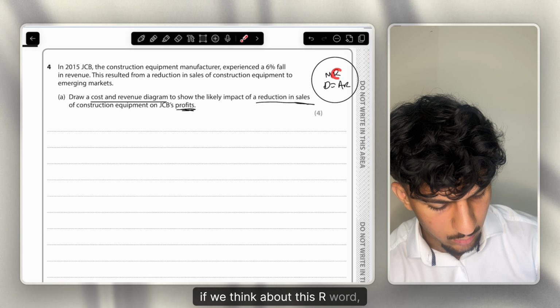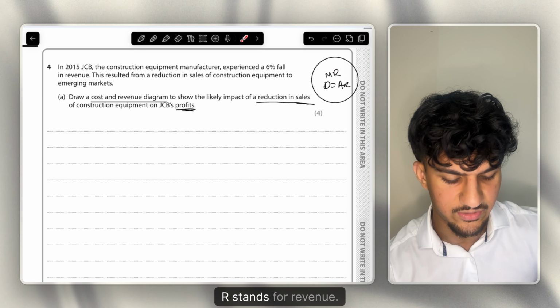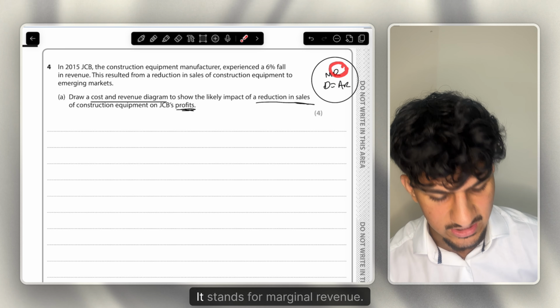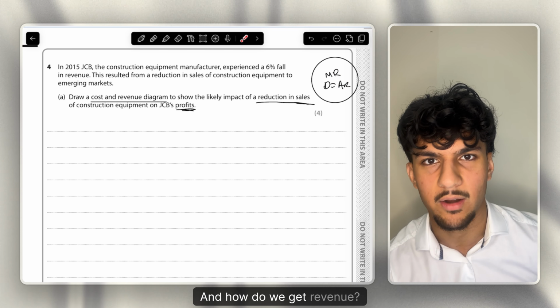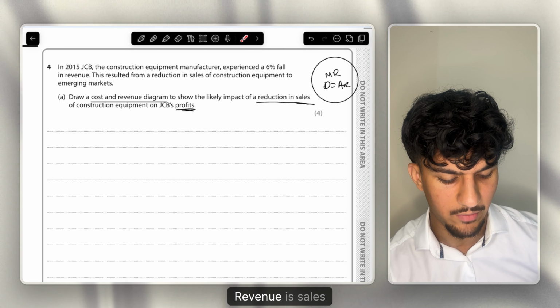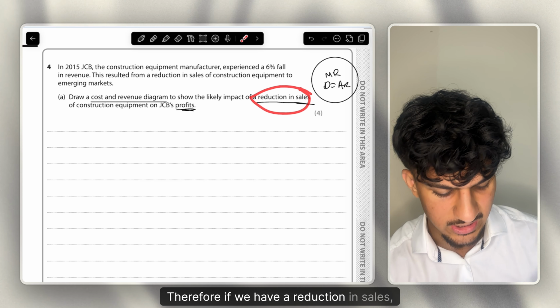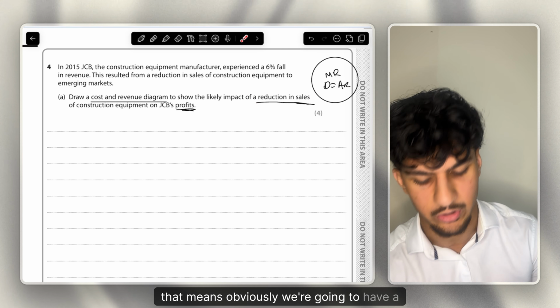If we think about this R word, what does R stand for? R stands for revenue. So in demand equals AR, it stands for average revenue, and in MR it stands for marginal revenue. And how do we get revenue? What is the formula for revenue? Revenue is price times quantity. Therefore, if we have a reduction in sales, that means obviously we're going to have a reduction in revenue.